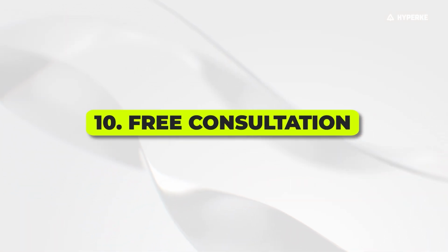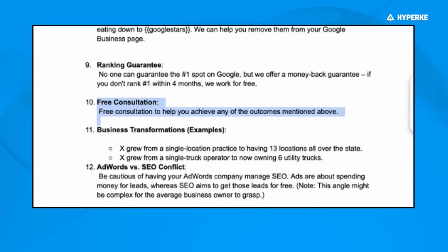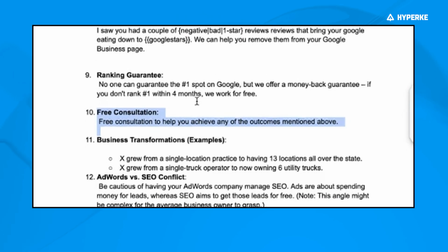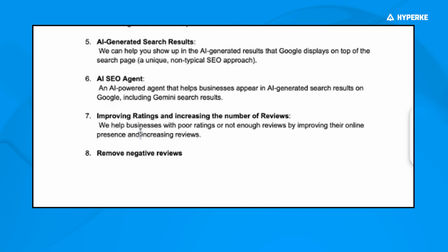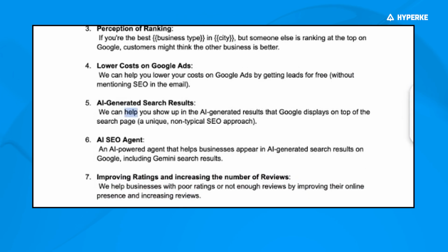So this is pretty straightforward. A free consultation works in combination with all of these 9 angles above, which is, want to see how we can rank you? Let's book a free strategy call, I'll show you. Or want to see how we can help you improve ratings? Let's book a free consultation call, I'll show you. Want to see how to show up in AI search results? Let's book a free strategy call, I'll show you.